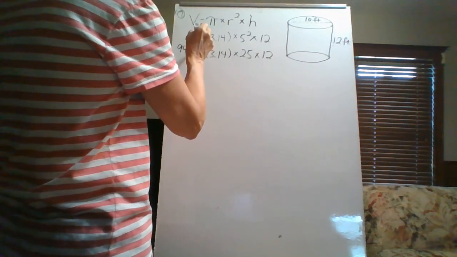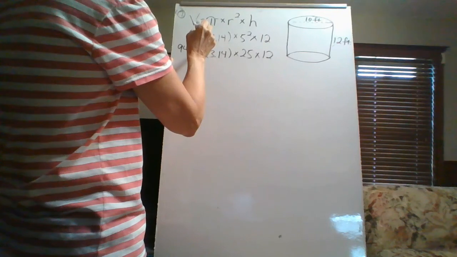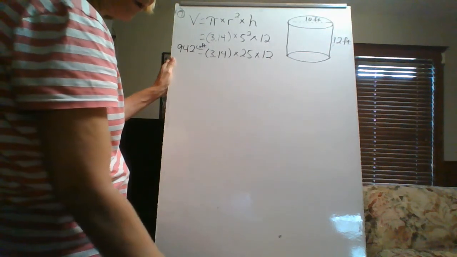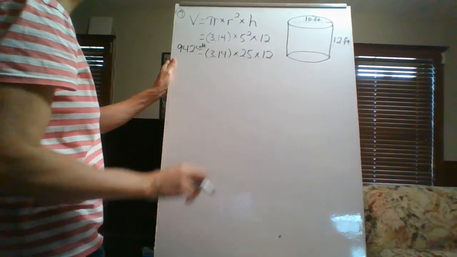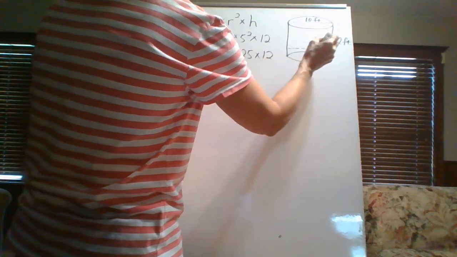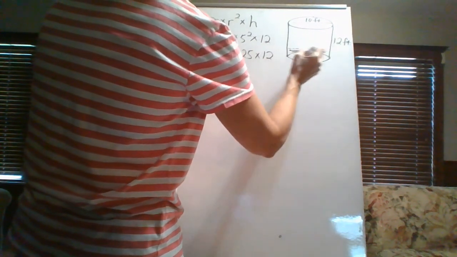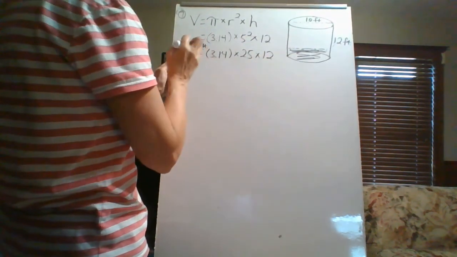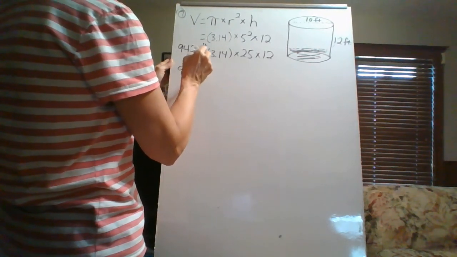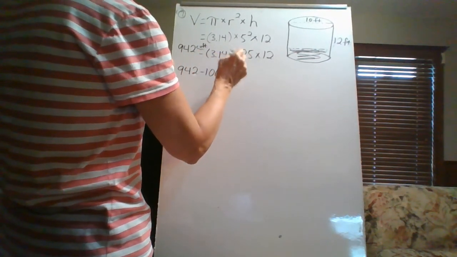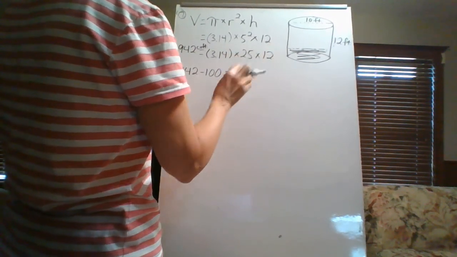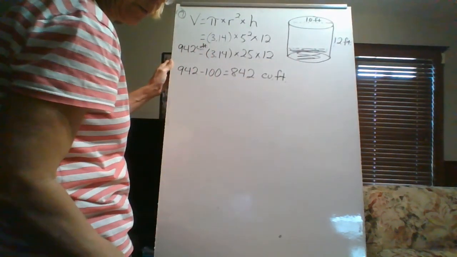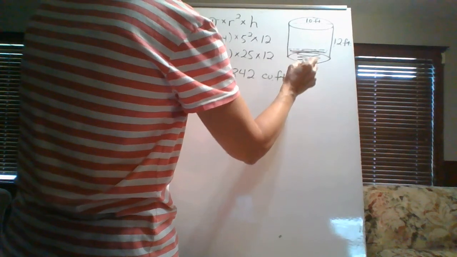Remember, volume is always in cubic dimensions, cubic feet. But they told me something. They told me that there's already 100 cubic feet of grain. So you can kind of think of it like this. That this part is already filled up, so to speak, with 100 cubic feet. The whole thing can hold 942. It already has 100. So 942 minus the 100 that's already gone, I can hold 842 cubic feet, which is answer B.